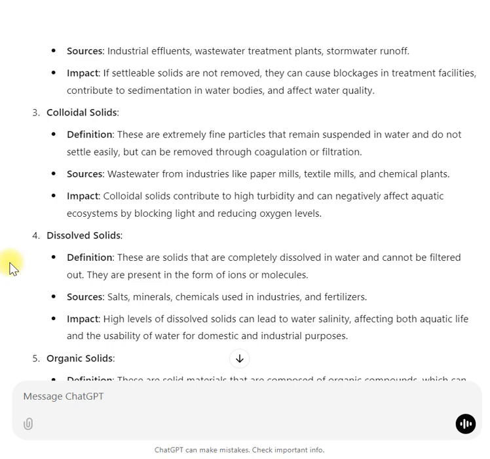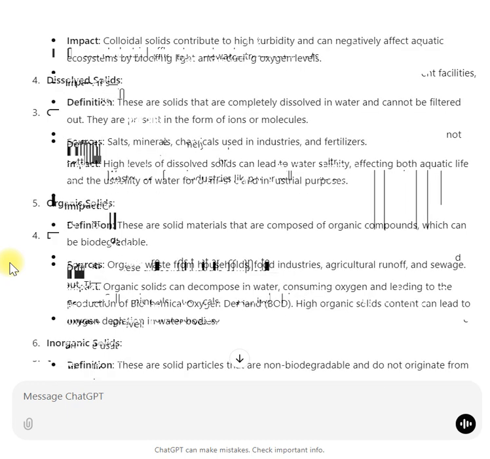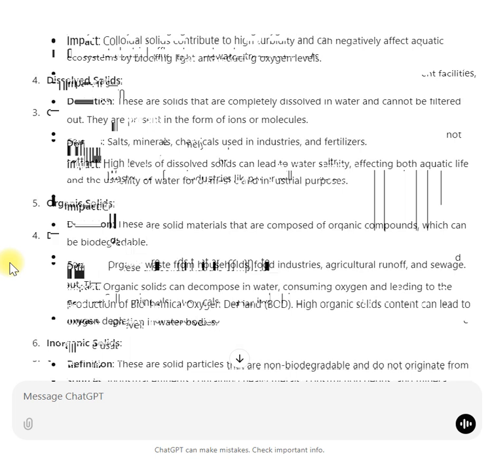4. Dissolved solids. Definition: these are solids that are completely dissolved in water and cannot be filtered out. They are present in the form of ions or molecules. Sources: salts, minerals, chemicals used in industries, and fertilizers. Impact: high levels of dissolved solids can lead to water salinity, affecting both aquatic life and the usability of water for domestic and industrial purposes.